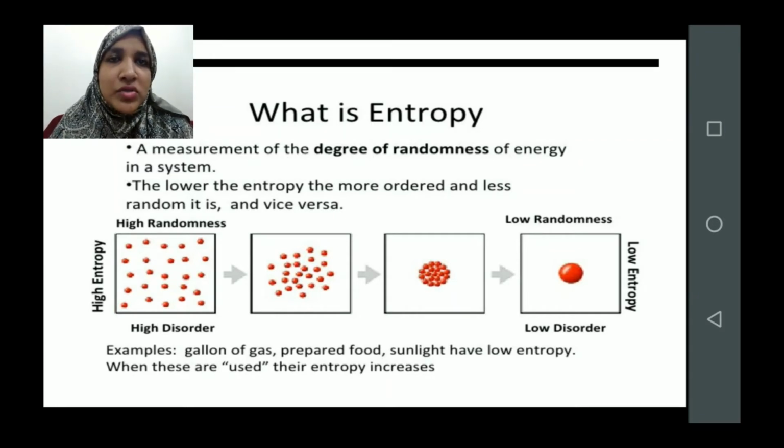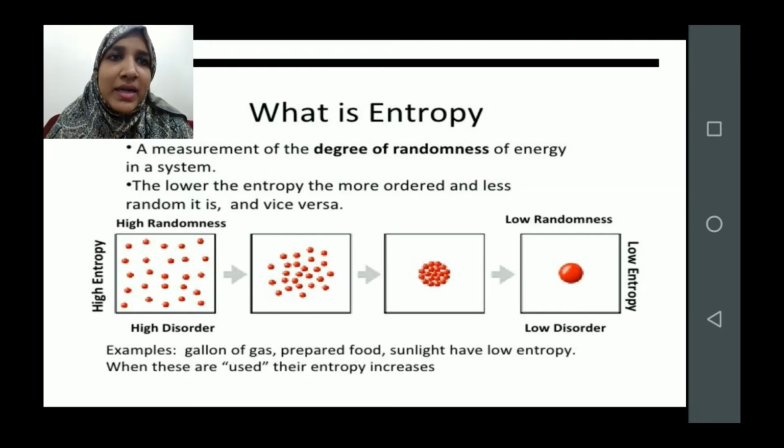This can also be associated with the amount of energy present in the system. If the system contains more energy, it will have more energy to perform motion, and it will show more disorder or randomness, causing greater entropy. In the same way, if the system possesses less energy, the particles will move less, and therefore there will be less randomness or disorder and lesser entropy. The lower the entropy, the more ordered and less random it is, and vice versa.